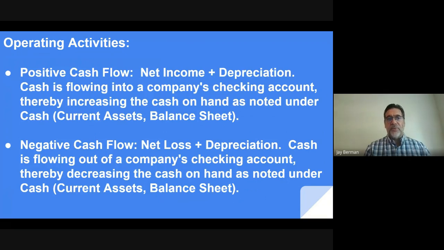So when you have a positive cash flow, it's net income plus depreciation. Cash is flowing into a company's checking account, thereby increasing the cash on hand, as noted under cash, which is listed under current assets on your balance sheet. You can also have a negative cash flow, which means net loss plus depreciation. Cash is flowing out of a company's checking account, thereby decreasing the cash on hand, as noted under cash, which again is listed under current assets on the balance sheet. You have a positive cash flow when you have revenues coming into your business, into your checking account, and you have a negative cash flow when you are paying your operating expenses.